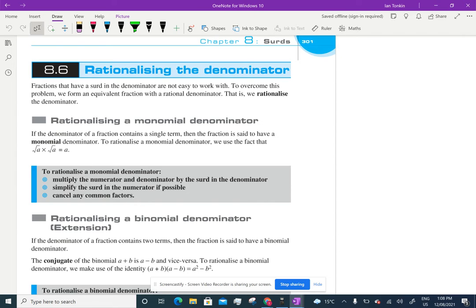Now, fractions that have, as you can see here, a surd in the denominator, they're not easy to work with. Trying to do fractions where you've got a surd in the denominator and you're trying to get common denominators, or you're trying to do adding or subtracting or multiplying or dividing, it's difficult. So we want to get the surd out of the denominator. So when we talk about rationalising surds, we're making the denominator a non-surd.